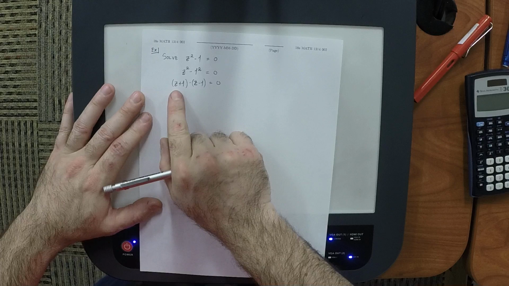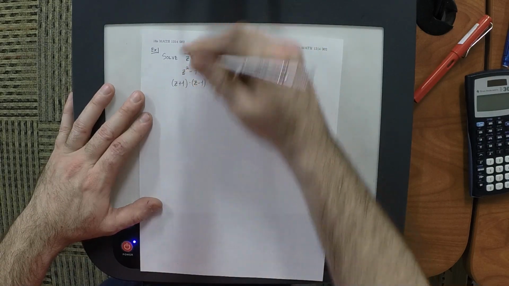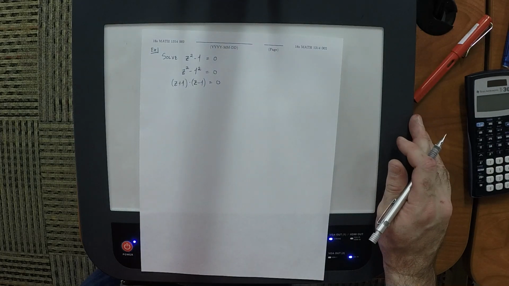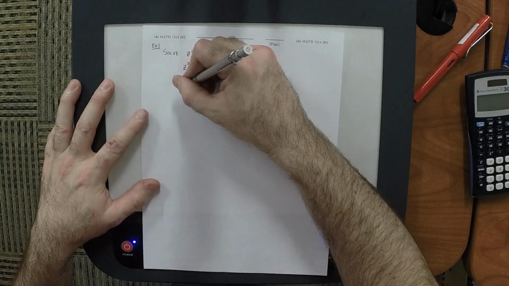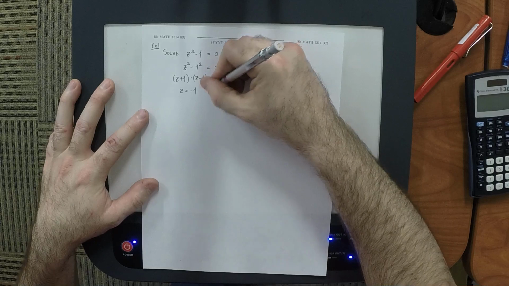The expressions z plus 1 and z minus 1 are said to be conjugates to each other because when you have something that looks like a plus b, its conjugate is a minus b. Okay, well, I'll skip to the end of this one and just say, well, either z is negative 1 or z is 1.